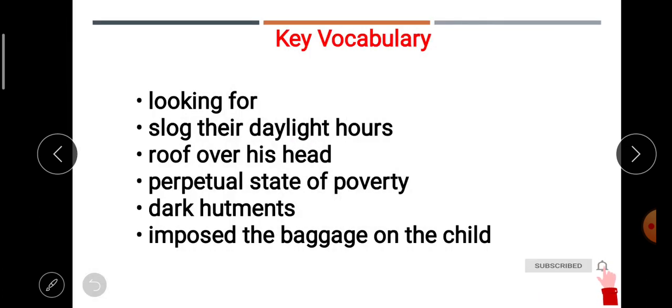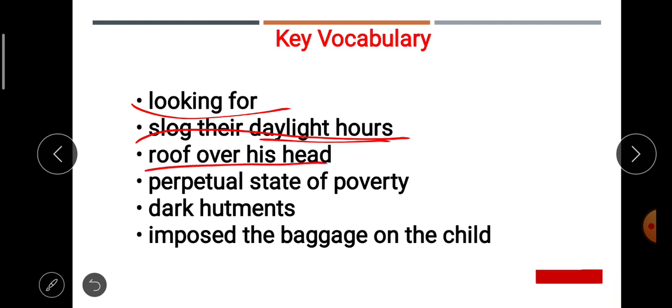Now we'll see the key vocabulary of the chapter, which is given just before the chapter, and it is important to understand and learn these phrases and words which will enhance the level of our language too. Looking for, searching, slog their daylight hours. Slog means to work very hard. These children do very hard work throughout the day. They work like an ox.